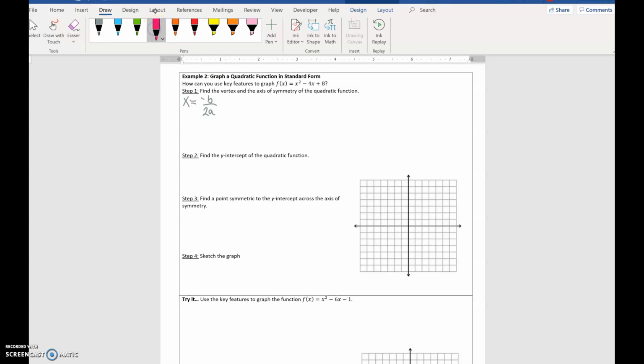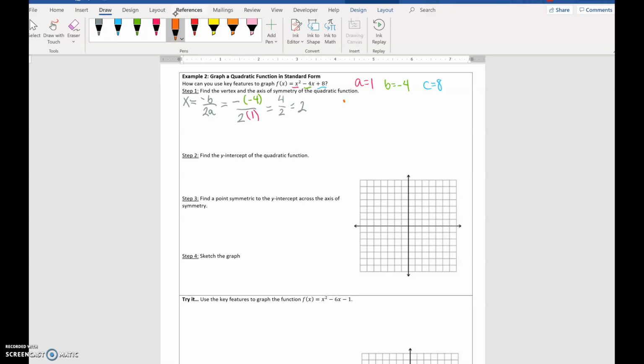So let's go ahead and just identify what a is. And so a would be 1. B is negative 4. And then C is 8. So we're going to plug these in. So we have negative B, which is negative 4, over 2 times A, which is 1. And so that gives us a positive 4 over 2, which equals 2.